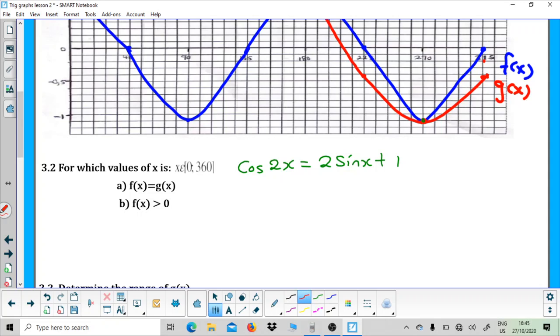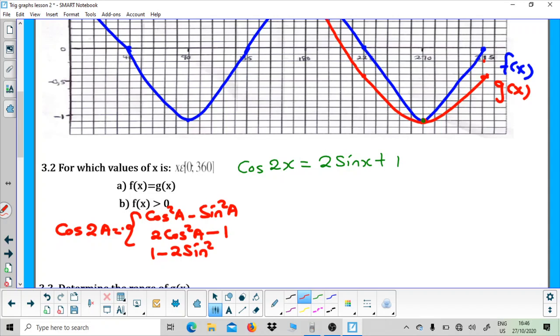So for grade 11, solving this one might be a bit of a drag, but in grade 12 it's just easy, because you will remember that you have your cos 2a, which can be expanded in 3 ways. You can say cos squared a minus sine squared a using your double angle identities, or 2 cos squared a minus 1, or even 1 minus 2 sine squared a. So you choose the one that works for you at the time.